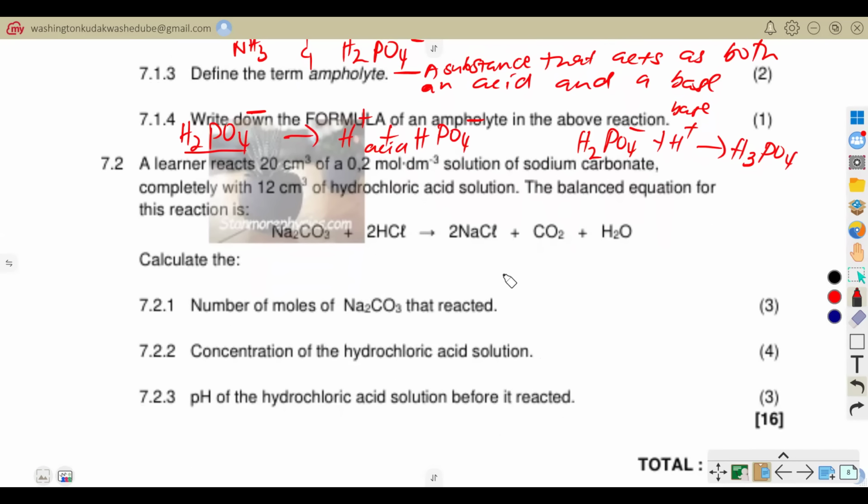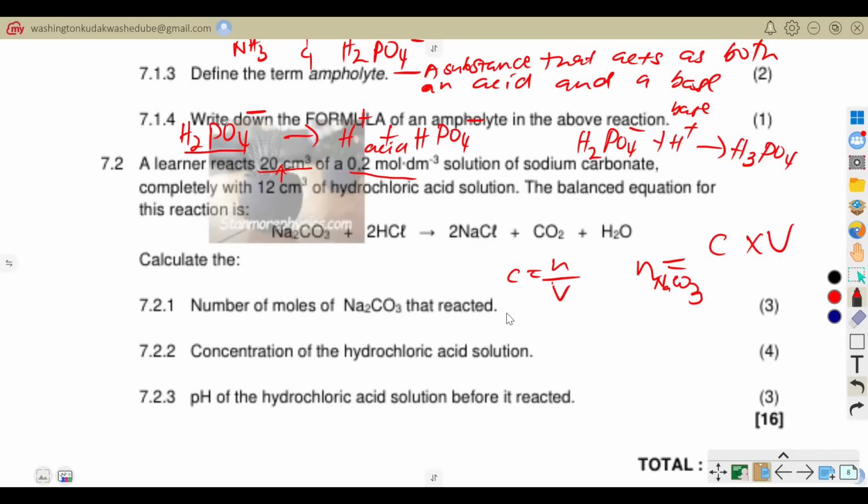We know that concentration is equal to number of moles divided by volume. So if I want to find the number of moles, I will say the number of moles of sodium carbonate is equal to the concentration of that sodium carbonate times its volume. So here we are given 20 cubic centimeters of sodium carbonate and a concentration of 0.2 moles per decimeter cubed. So I need to convert these into decimeter cubed. I would divide by 1,000.